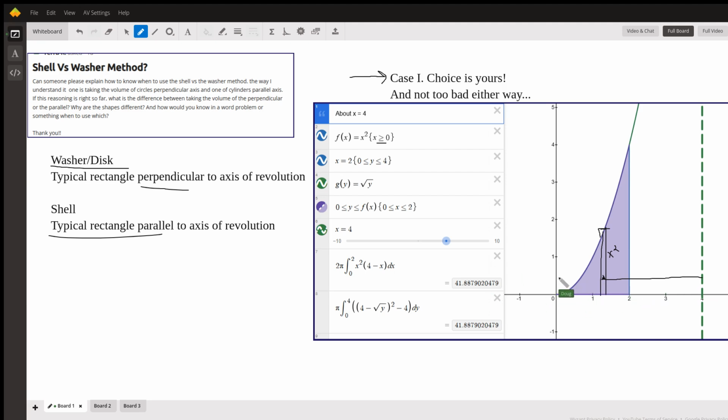4 minus this distance is x. It's actually the x coordinate at the left. 4 minus x. So there's the integral that will give you that volume.